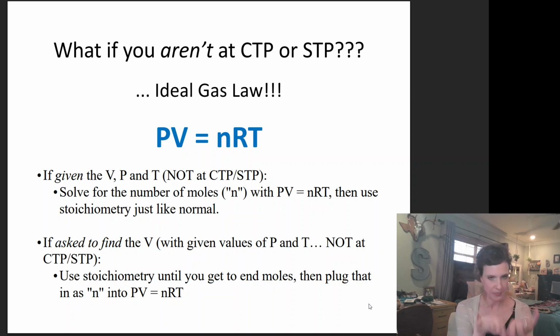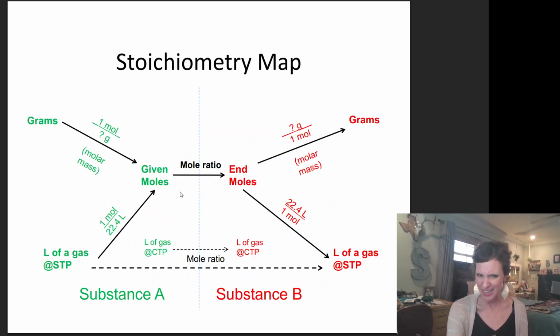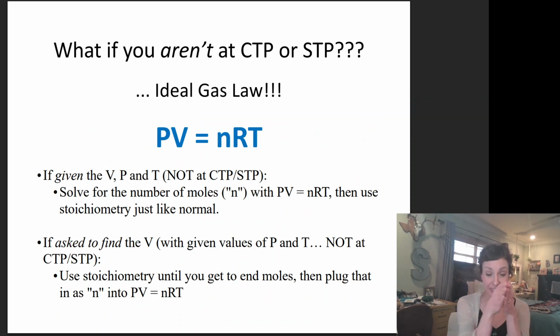So what this means, and let me just talk through it, we're going to map it out together underneath the document camera in a second. If you are given the volume and a pressure and temperature that are not CTP or STP, you just use the ideal gas law to solve for moles, which in this equation is N. After I've solved for moles, that's moles of my given. I can go back to my stoichiometry and I'm at my given moles. That means you can just go straight through the mole ratio and solve for whatever you need, just like normal.